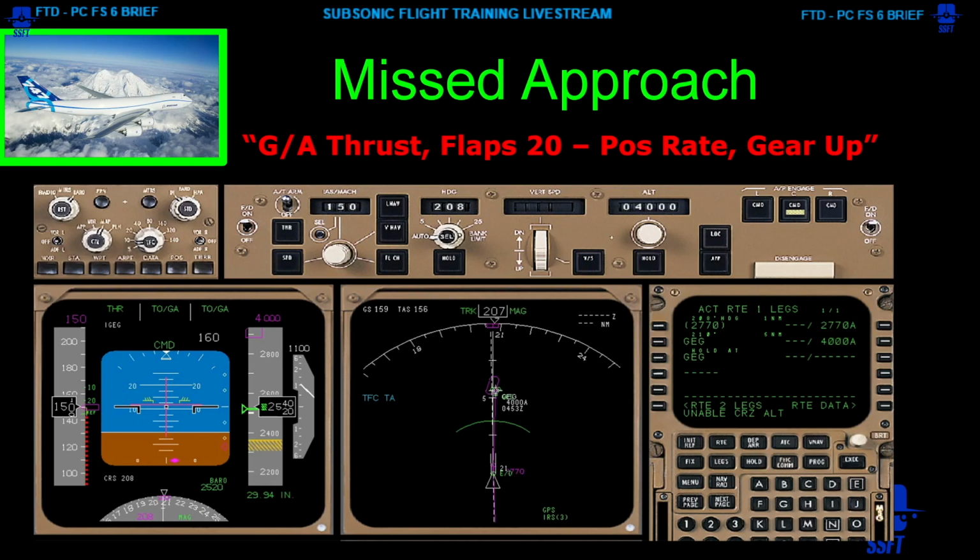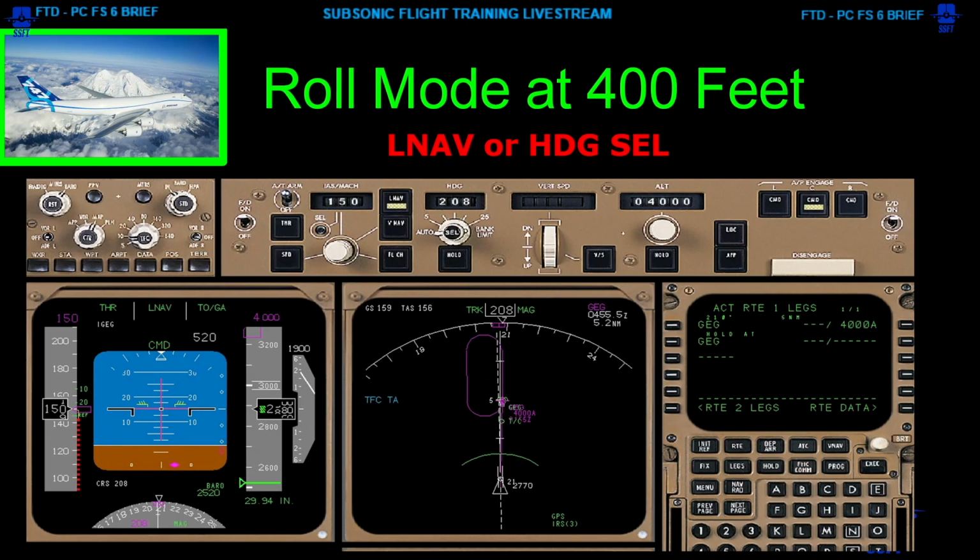The next thing, you kind of think of this as 3 steps. That's the first step. The second step is at 400 feet, we're going to go to a roll mode. And the roll mode is going to be LNAV or heading select, depending on what ATC wants you to do. If they don't say anything, they want you to carry out the published missed approach procedure. If they say something, they're probably going to give us a heading. In that case, it'd be heading select. But in the case of nothing said, then we carry out the published missed approach, and we'd go to LNAV.